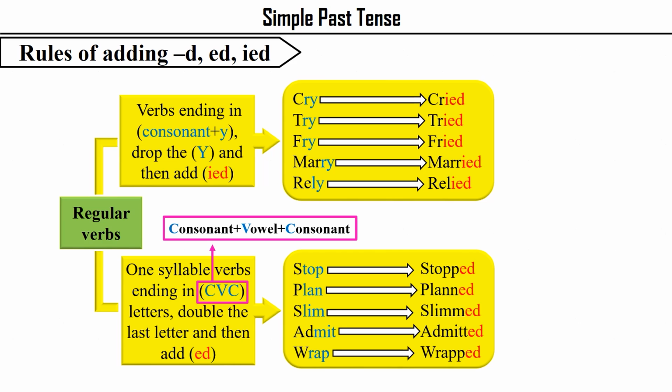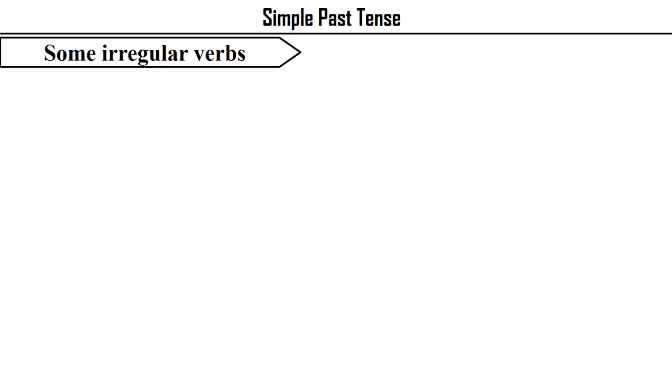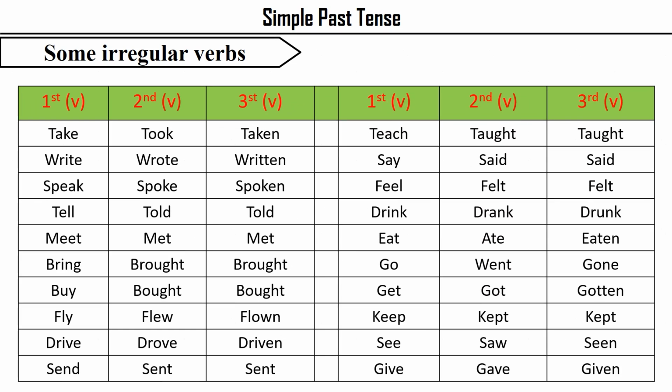Okay, let's move on. Some irregular verbs are take, took, taken. The first form, take, the second form, took, and the past participle or the third form, taken. Write, wrote, written. Speak, spoke, spoken. Tell, told, told. Meet, met, met. Bring, brought, brought. Buy, bought, bought.